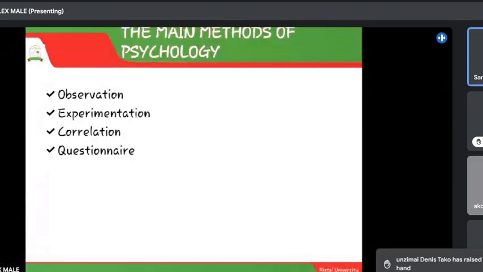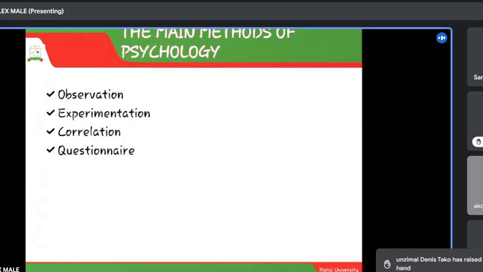Okay. We have the main methods of psychology. The methods include observation, experimentation, correlation, and then questionnaire. These are the main methods of psychology. You might wonder, what do you mean by this? How do healthcare workers use psychology to diagnose patients? Yes, these are the main methods of psychology.